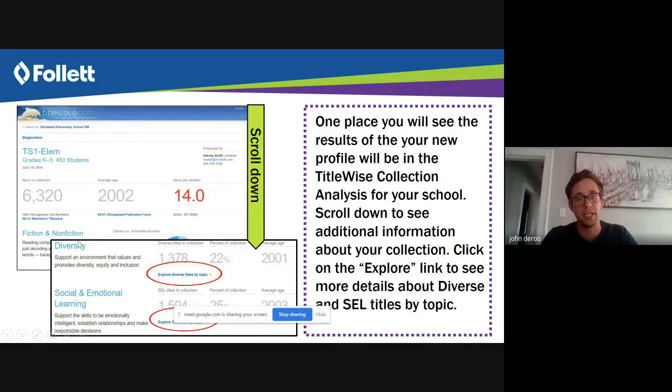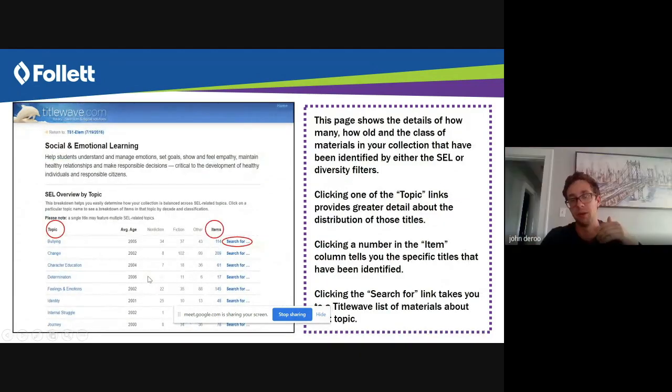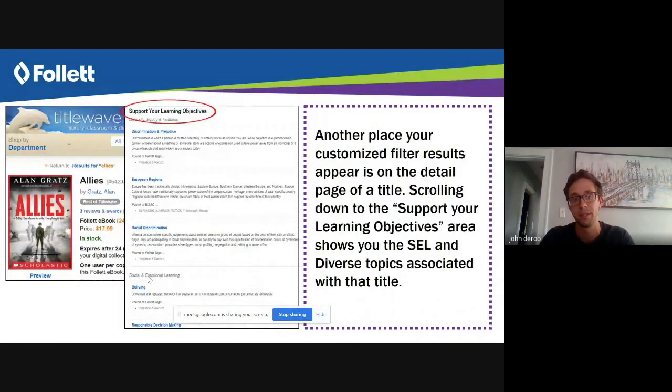This lower section right here, you'll see the diversity, social emotional learning. It breaks down how many titles, what percentage of your collection it is. And then that's where you see the circle right here. Explore titles by topic. That is where people really dive into this, just as if I did for the list that we created, but this is doing it for your entire collection.